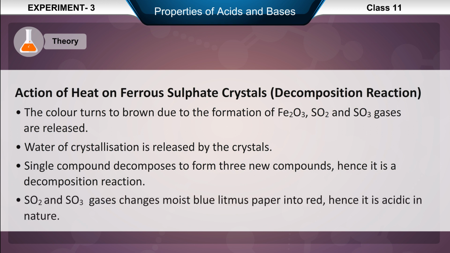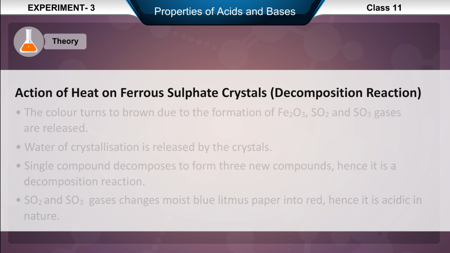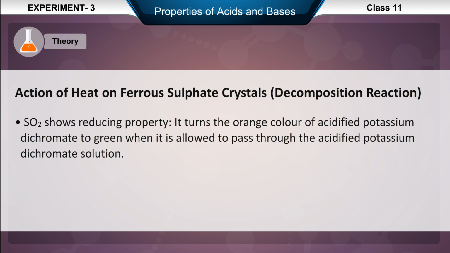SO2 and SO3 gases change moist blue litmus paper into red, hence they are acidic in nature. SO2 shows reducing property. It turns the orange color of acidified potassium dichromate to green when it is allowed to pass through the acidified potassium dichromate solution.